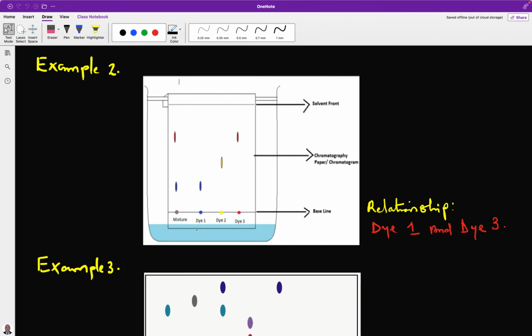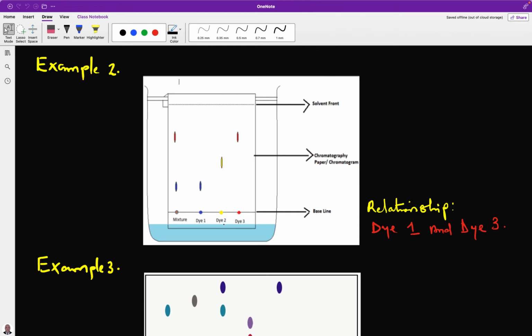Now, if we look at dye 1, dye 2, dye 3. The mixture has two colors, blue and red. Dye 1 shows a relationship with the mixture. It means dye 1 has a component that is present in the mixture, and they are the same color and at the same level. They have traveled the same level up the paper.